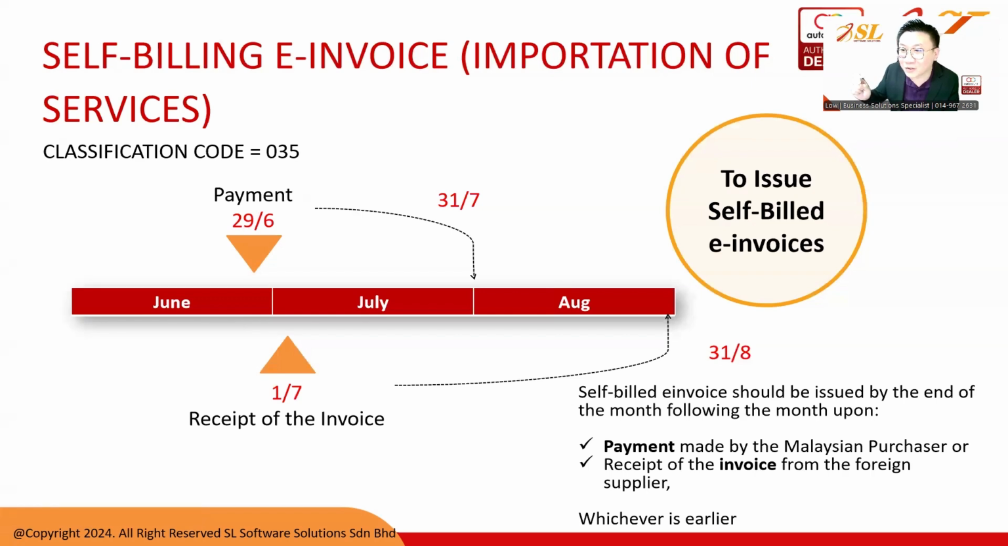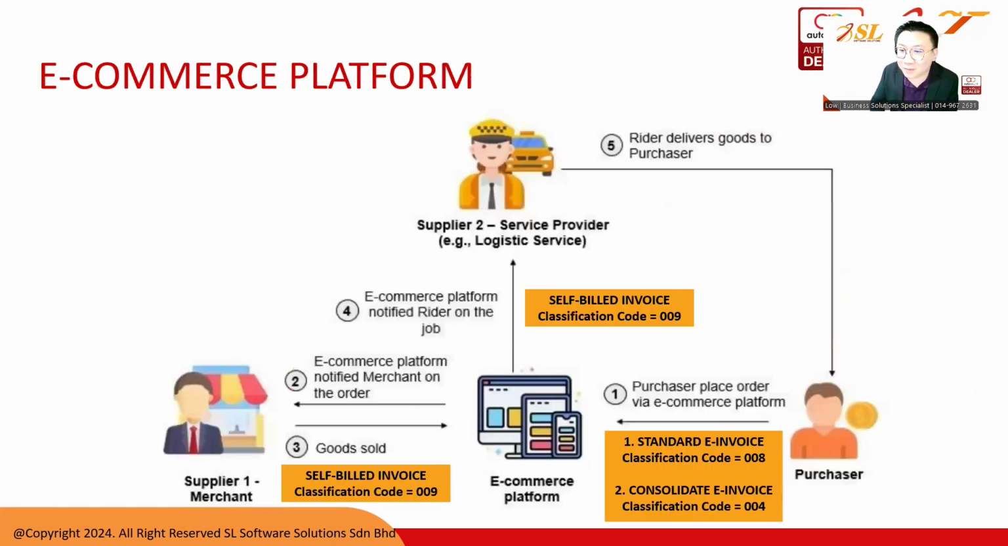Okay, end of next month also, you must issue e-invoice. Okay, so how about the e-commerce platform? So e-commerce platform, just now I say they will self-bill you, also self-bill the logistic company. Okay, so 2 key points here. First, e-commerce platform will self-bill you if you are the individual seller in Shopee and Lazada. Individual. Okay, so make sure you register a company.